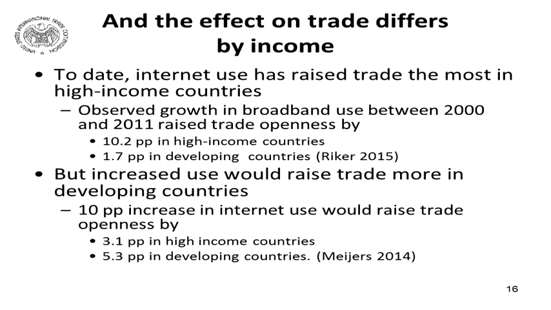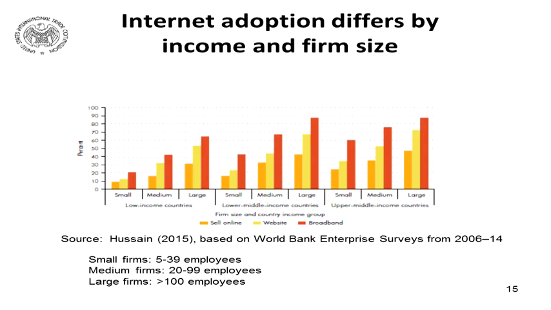When we look at some research on how much internet use has raised trade, David Riker has a paper that says if you look at the broadband use increases that have actually occurred between 2000 and 2011, then high-income countries have benefited a lot more than developing economies. But again, what we just saw on the previous page is that the higher income countries have used the internet a lot more than the lower income ones.